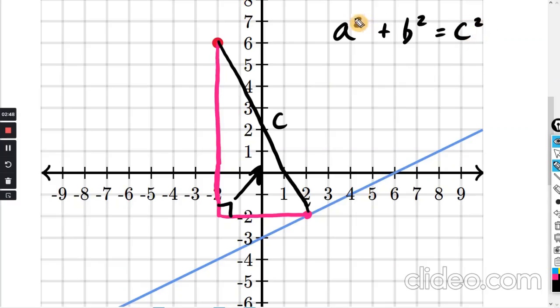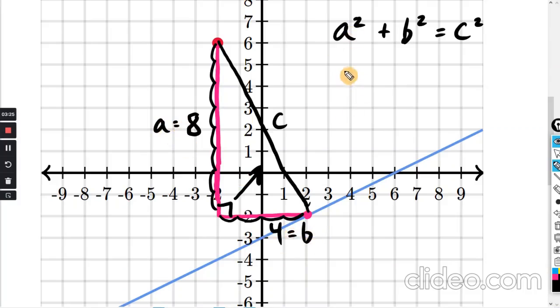c always has to be the hypotenuse. a and b are just the legs. It doesn't matter which is which. So let's count. We're going 1, 2, 3, 4, 5, 6, 7, 8. So this length here is 8, that side length of the triangle. And this one here, 1, 2, 3, 4. That side length is going to be 4. So I'll let a equal 8, and I'll let b equal 4.